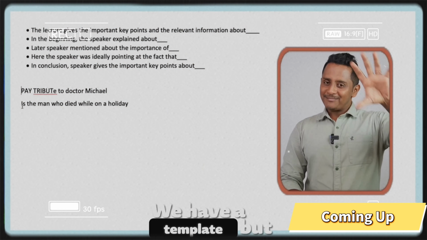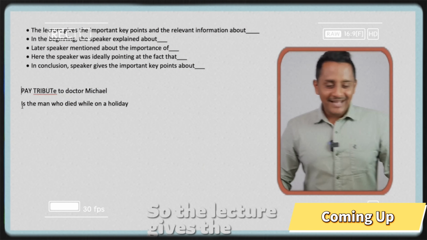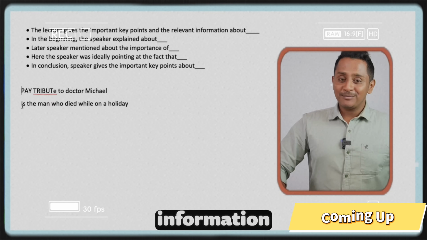So this is what I meant. We have a template, but we wrote only 2 lines. Now what to do? Just observe. The lecture gives the important key points and the relevant information about paid tribute to Dr.